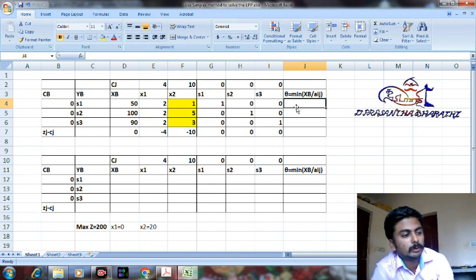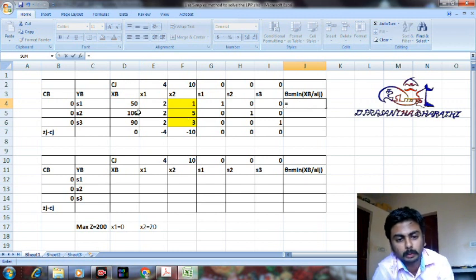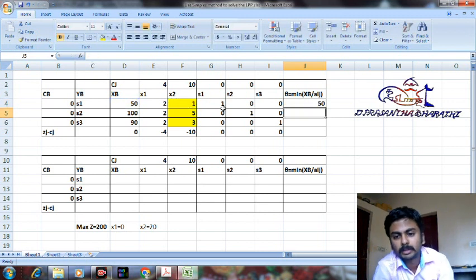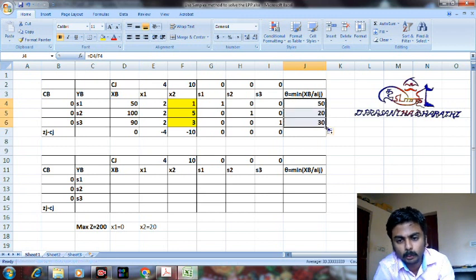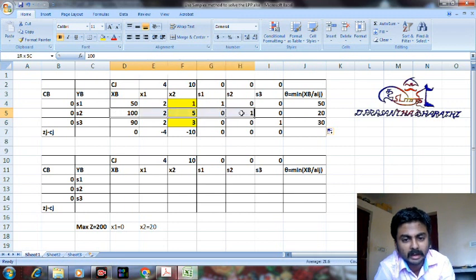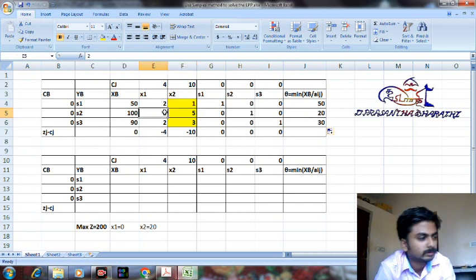So we are using the formula here. Here all the values are positive only. So equal to this xb divided by the pivot column element. So we are having 50. Now I am dragging this down. So here the least positive value is 20 and it appears in the S2 row. So here we are choosing this.